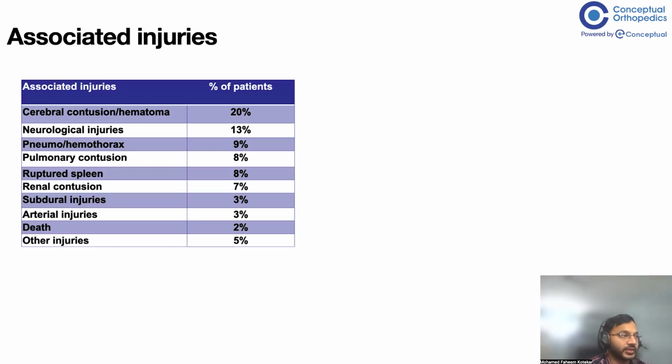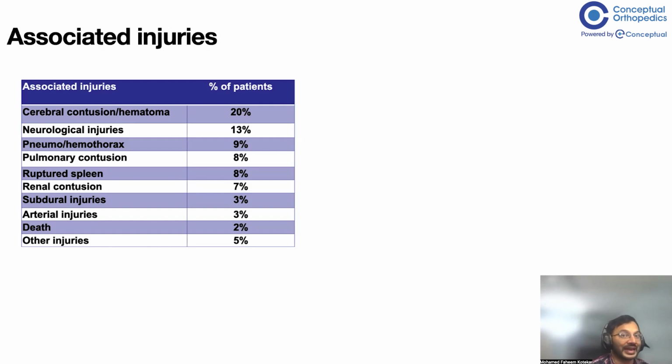Whereas the second most common cause would be a pneumothorax, a hemothorax, or a pulmonary contusion, which make about 15 to 20%. Then we have the ruptured spleen, renal contusion, subdural injuries, but all of these are seen much less commonly individually, but as a complex of polytrauma. About 2% of scapular fractures are associated with death as well. So it is indirectly showing us that it's a very high velocity or high energy trauma which leads to scapular fractures.